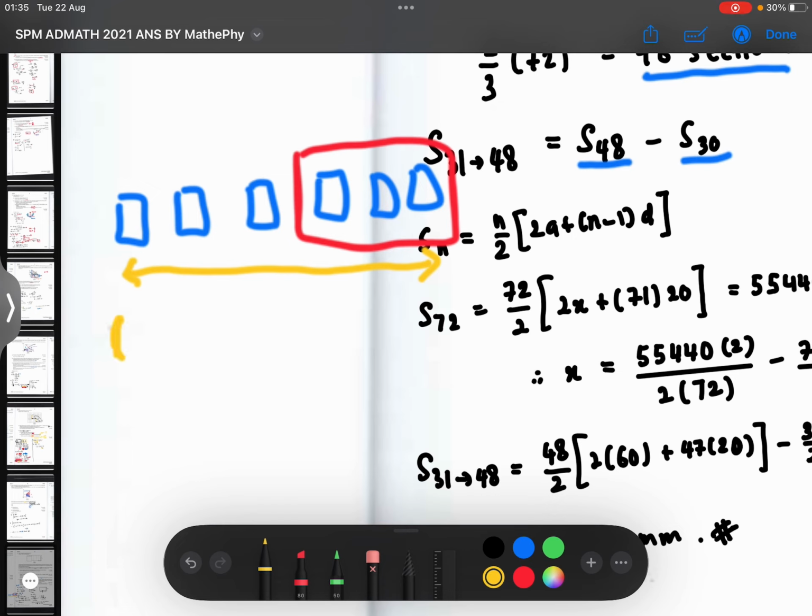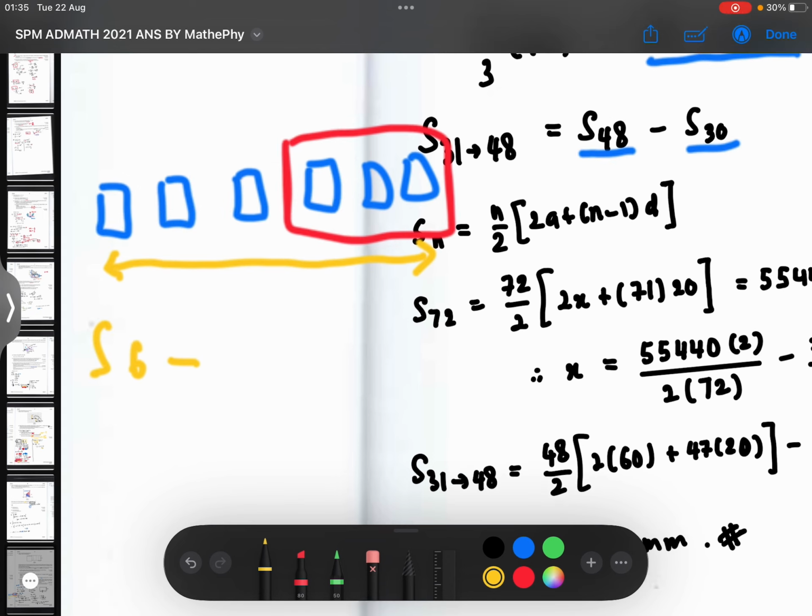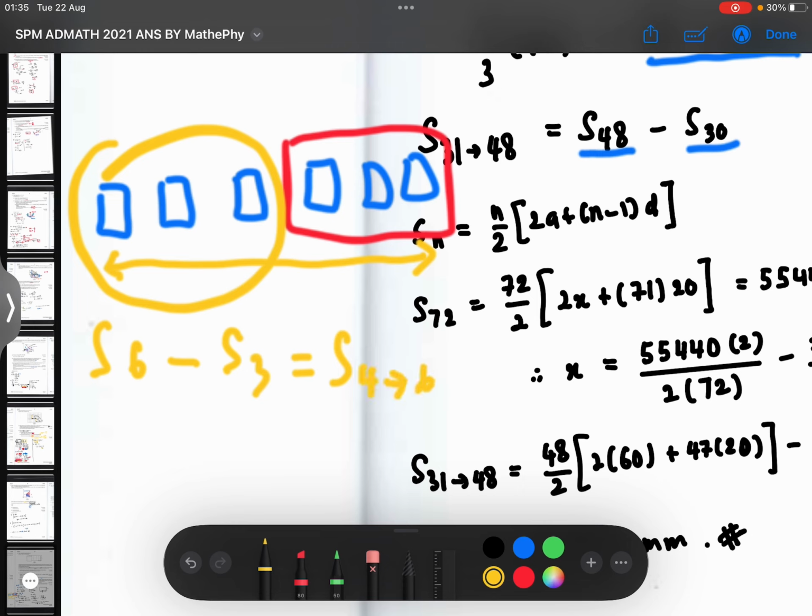So S6 minus S3. Minus this S3, so I am left with S4 until S6. So that's the simplest case.